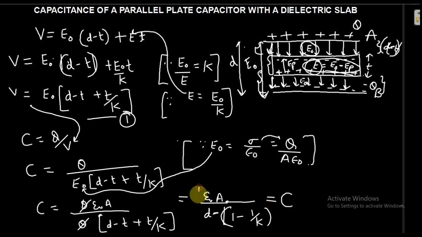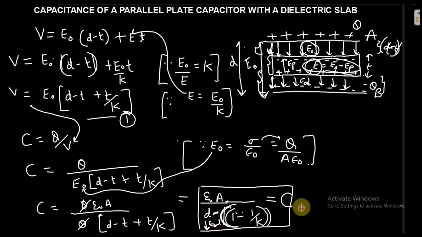This is your capacitance of a parallel plate capacitor when a dielectric slab is in between them. If you see this equation, D is in the denominator and something is getting subtracted from the denominator. If something is subtracted from the denominator, this is a smaller term. It is decreasing. So if this term is decreasing, the capacitance will increase. That's why the capacitance of a parallel plate capacitor increases when we insert a dielectric slab between the two plates of the capacitor.